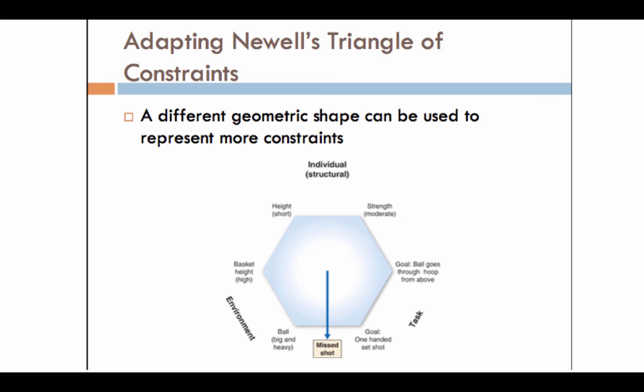When we're adopting Newell's triangle of constraints, a different geometric shape can be used to represent more constraints. If we look at it as a hexagon, a six-sided figure, geometry is not my strength, from the individual we can see height and strength are two things we have to look at. From the environmental perspective, the basket height and the size of the ball. And then the task at hand is the goal, which can be the ball going to the hoop, and the goal can be a one-handed set shot. So when looking at a missed shot or an incorrect performance, we have to look at all of these factors rather than just the three. You've got to break them down a little bit more.